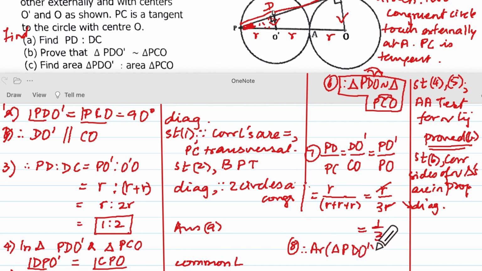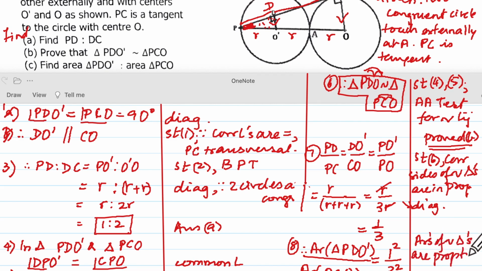PDO dash upon what? Area of triangle PCO will be equal to 1 square upon 3 square, correct? And what you'll write over here? Areas of similar triangles are proportional to the squares of the ratio of their corresponding sides. I don't have space.